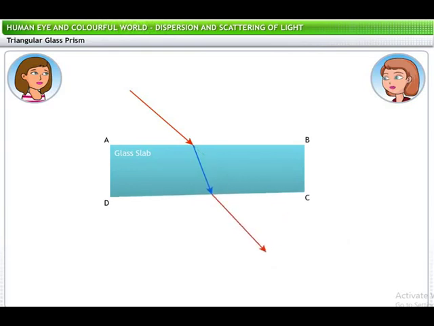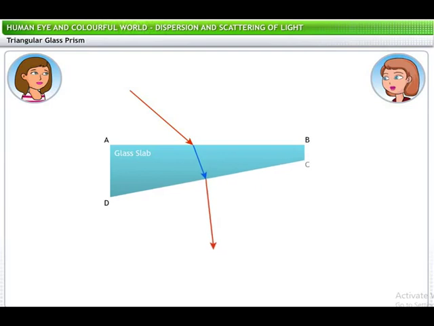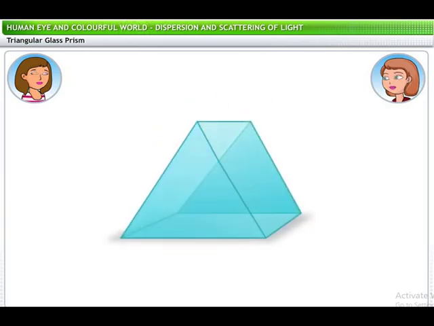We truncate the surface of the slab represented by CD, so that the cross-section now forms a trapezium as shown. As you can see, now the emergent ray is not parallel to the incident ray anymore. As we continue truncating the slab, the direction of the emergent ray keeps changing as shown. Finally, we get a shape with 3 rectangular surfaces and 2 triangular faces. We refer to this as a triangular prism.